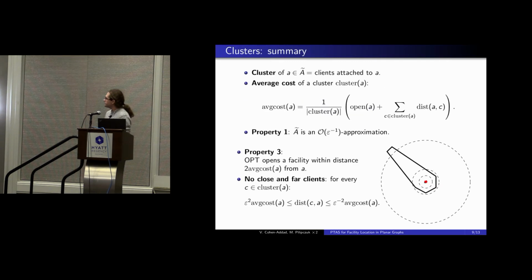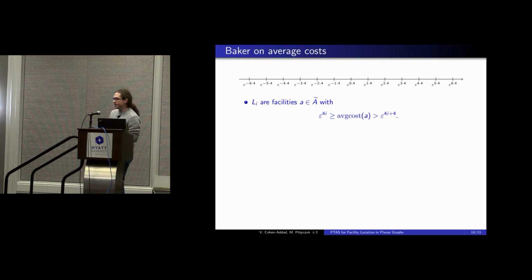And now we're going to rely mostly on property 3 to do some sort of Baker layering. So let's look at these clusters, this approximate solution, and put them on a log scale of the average costs. It's a log scale in this direction because that's the exponent, but you think of the average cost decreasing as you go right, since epsilon is small.